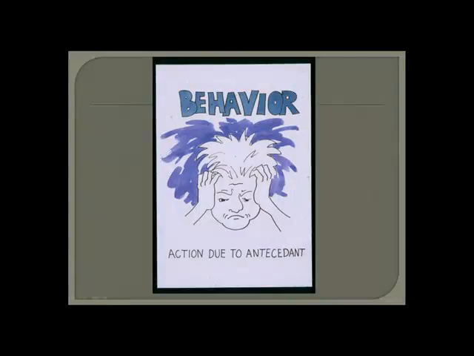So the behavior is the action that happens due to the antecedent. Now, there are lots of things that we would think that this would be the easiest thing to describe and to understand. However, when we talk about changing behavior, we need to be really clear about the behavior that we want to change. So sometimes we have families or teachers that will say, well, I want him to be less aggressive, okay? I don't want him to be aggressive. I don't want him to be disrespectful, okay?